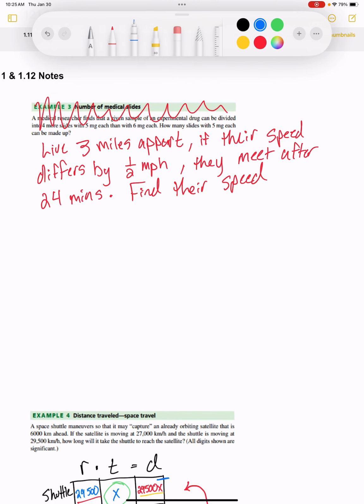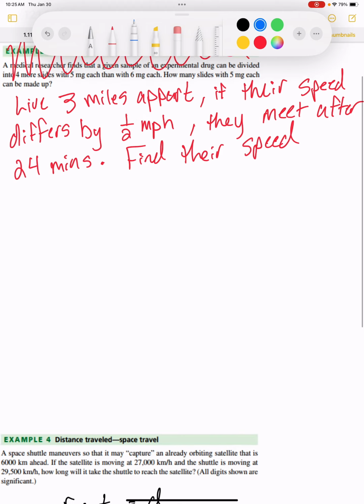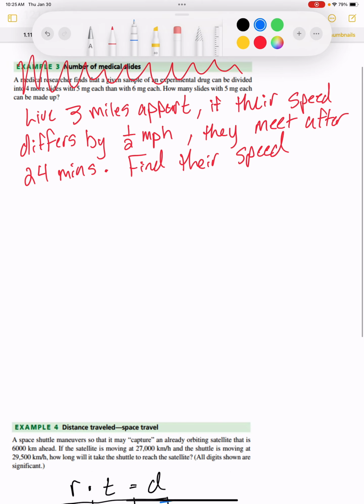Okay. So they live 3 miles apart. They start walking towards each other. Find their speed, right? And if their time differs by 24 minutes. Now, first thing I noticed looking at this, we have minutes and we have hours. That's a dangerous thing, right? If you don't really want to get into two different units of time. So that's something to think about when we're doing this.